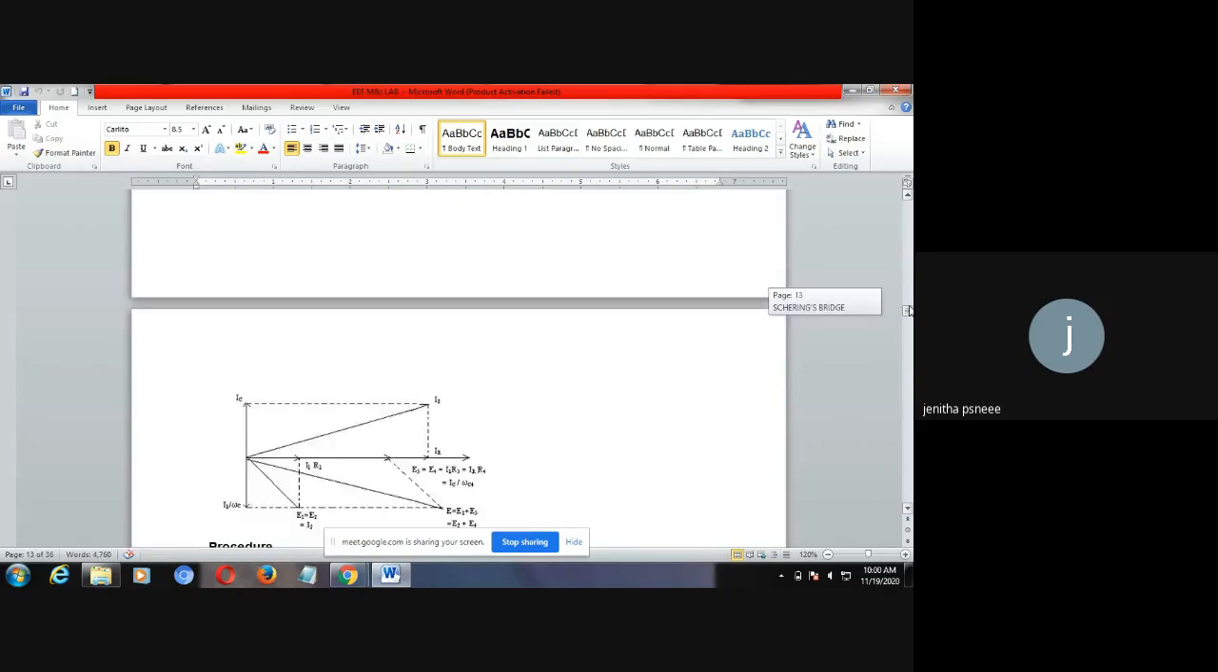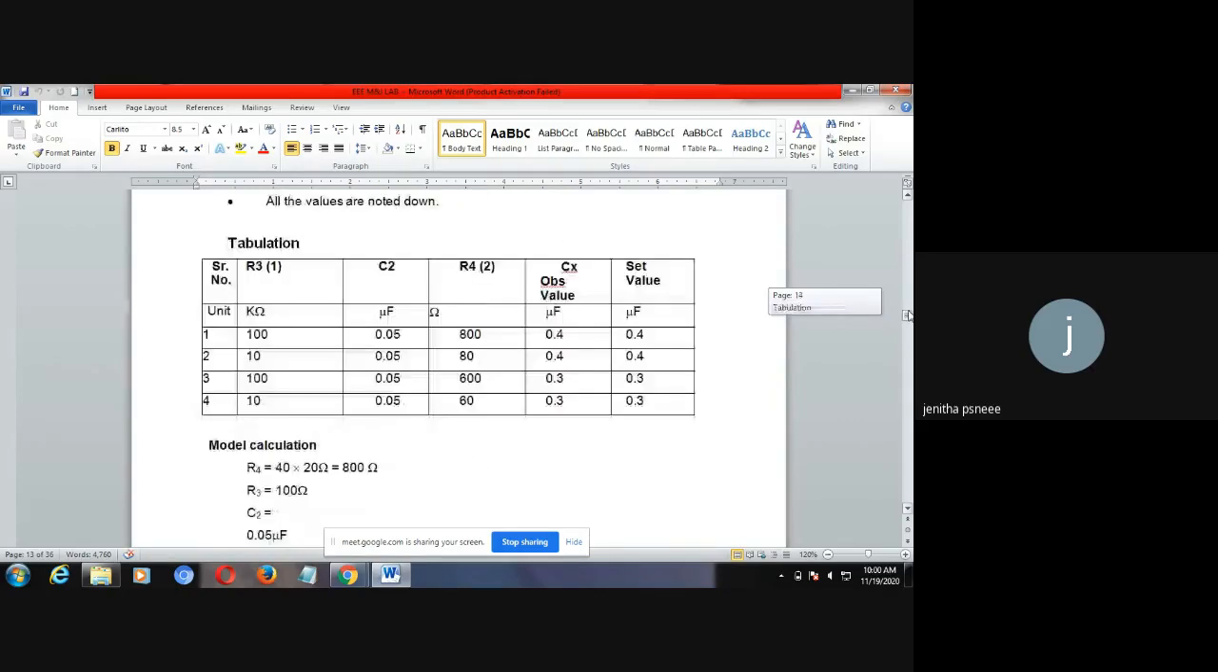Similarly, you can vary the things here. I am keeping the capacitance alone, fixing the value to 0.05 microfarad. Other things I am changing. I am keeping 100 ohm for one value, and next I'm taking 10 kilo ohm, next 800 ohm, and next case 80 ohm. Like that I'm changing the values for the next set of readings.